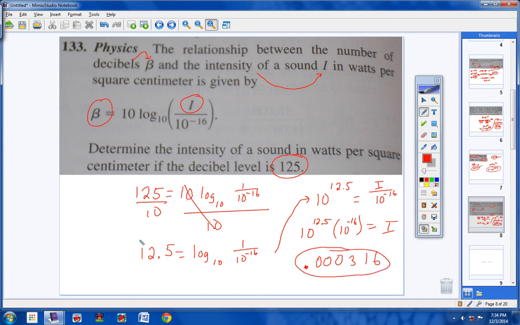Now, more than likely, your calculator probably said 3.16227766 E. No, not E like that, sorry. E to the negative 4. Guys, all that means is scientific notation. 3.16 times 10 to the negative 4, which means move the decimal 4 places this way. 1, 2, 3, 4. Thus you get 0.000316.